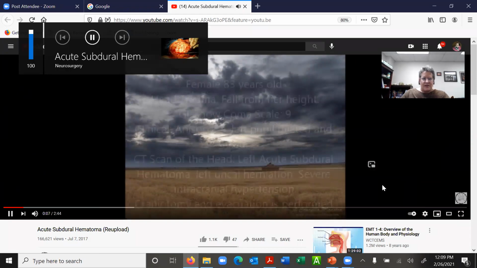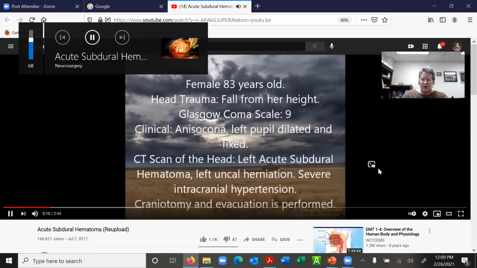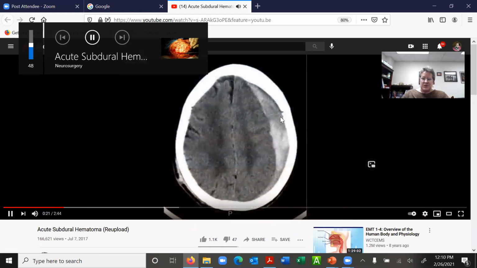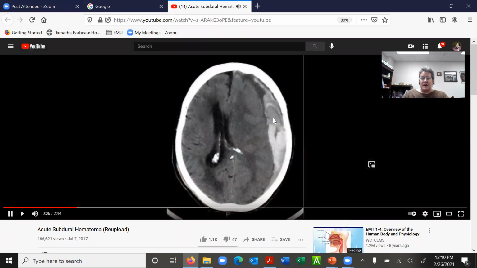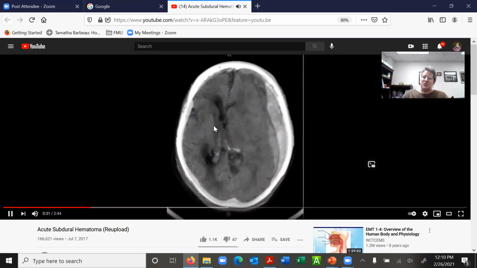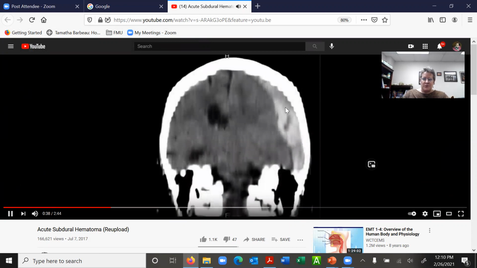So the patient was an 83-year-old woman. She fell, and CT scans of her head showed a left acute subdural hematoma. All right. So they performed a craniotomy. So here's the CT scan, and here is the hematoma. It's a large one on the left side of her head. Notice the left hemisphere of the brain is being pushed over. All right. So they have to get that hematoma out of there. Here's another view, front view. Here's the hematoma.